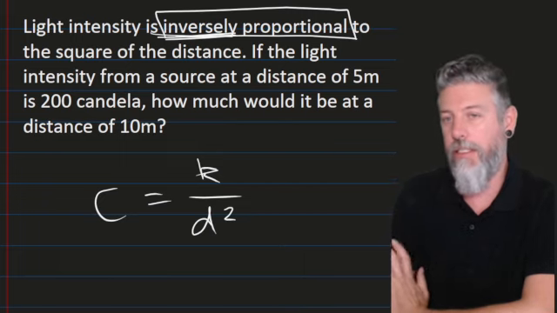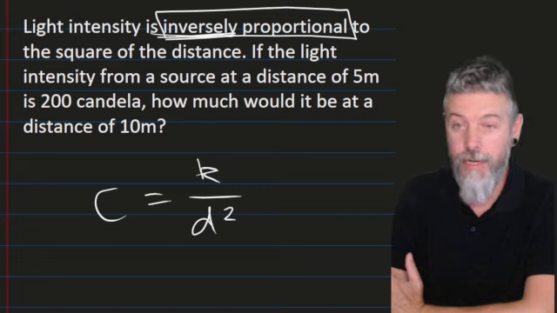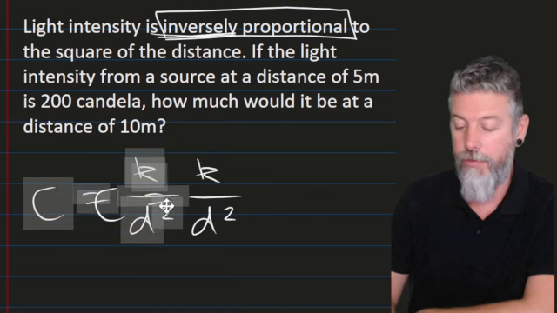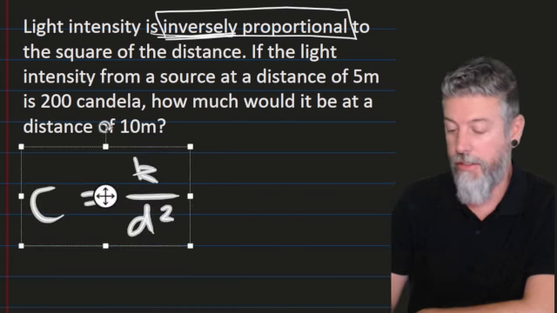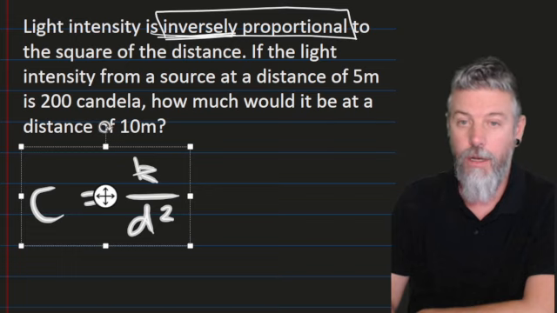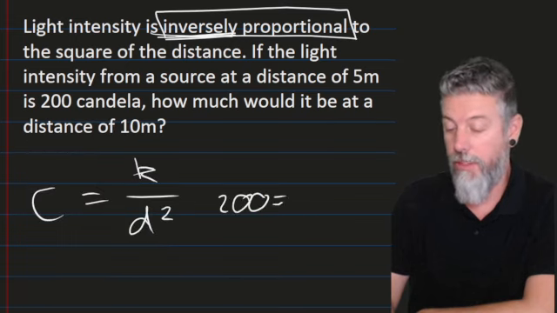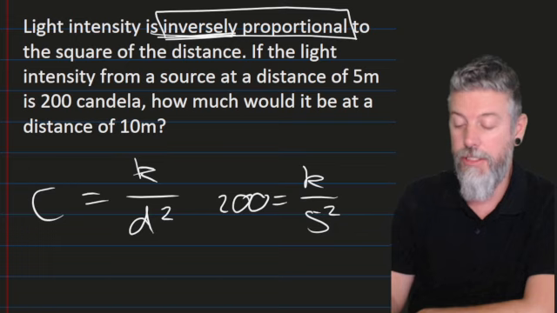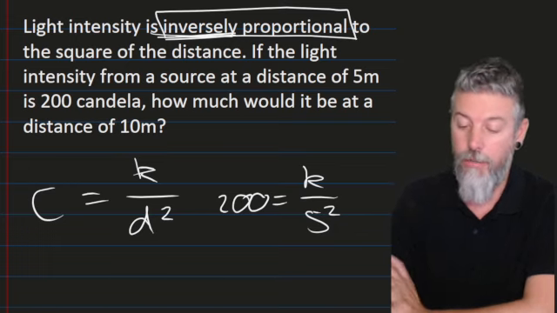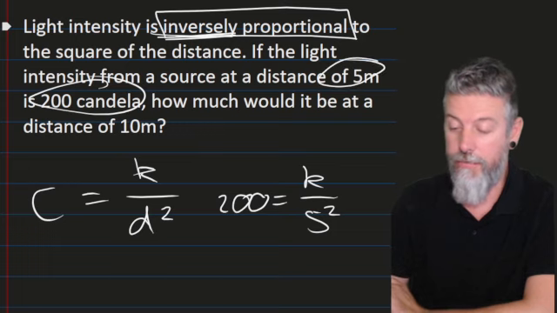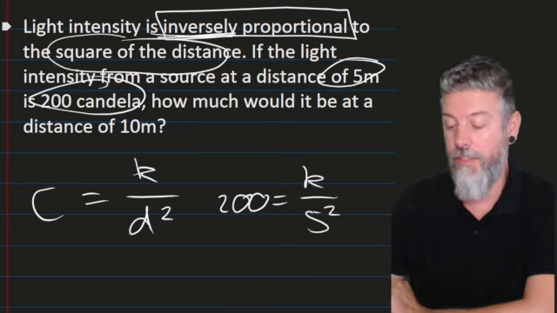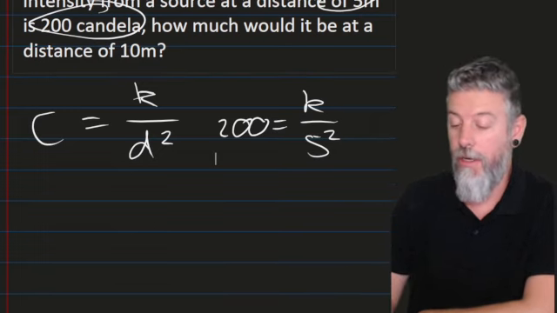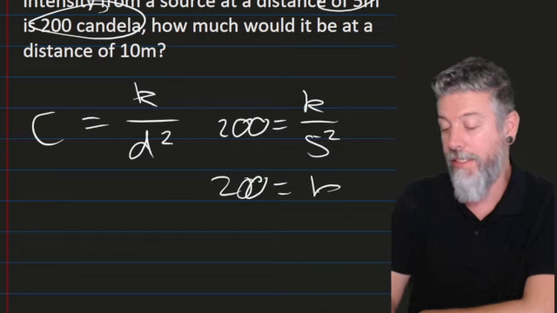It then says if the light intensity from the source at a distance of 5 meters, so I can make direct substitutions now into this calculation. I'll move this over a little bit and do those substitutions beside it. So now we would get 200 equals k over 5 squared. That's a substitution straight into the formula with our 200 candela, our distance of 5 meters, and this was a square of the distance. So now we've got 200 equals k over 25, and we want to find k.